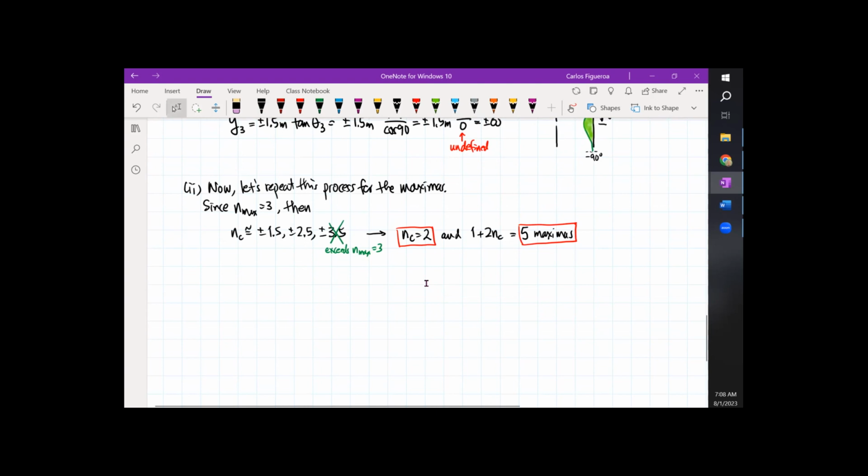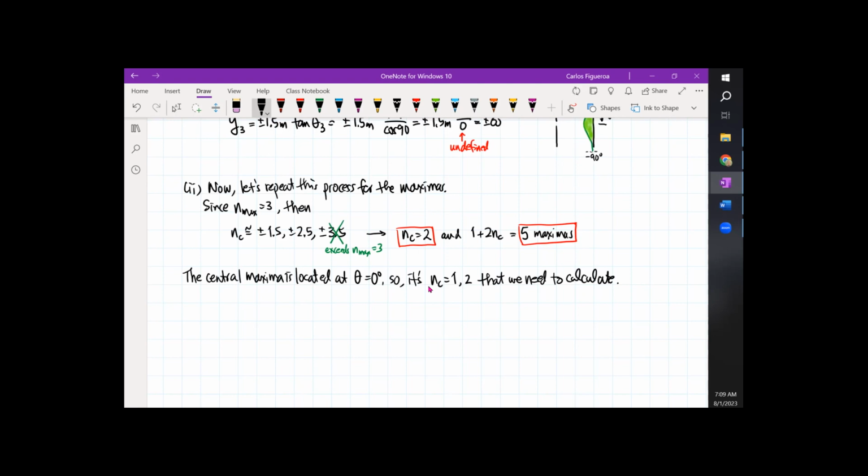So we can see here that the central location, or the central maxima, is located at theta equal to 0 degrees. So it's n c equal to 1 and 2 that we need to calculate. So here we go.